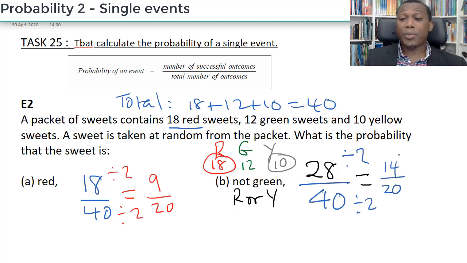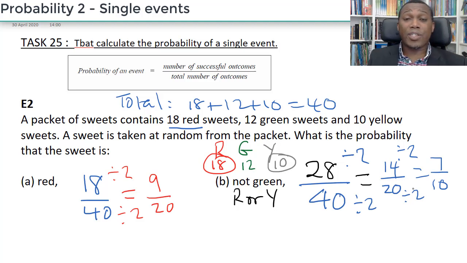Can I divide by 2 again? Yes, divide by 2, I get 7 on 10. So 7 on 10 will be the answer in its simplest form. Instead of dividing by 2 and dividing by 2, I could have divided by the highest common factor. What's the biggest number that goes into 28 on 40? And that's what you always should be looking at.